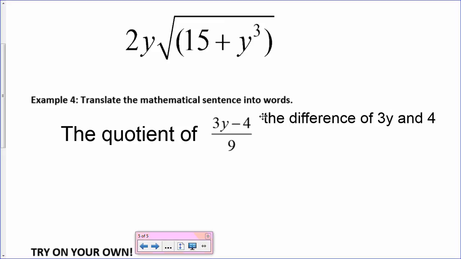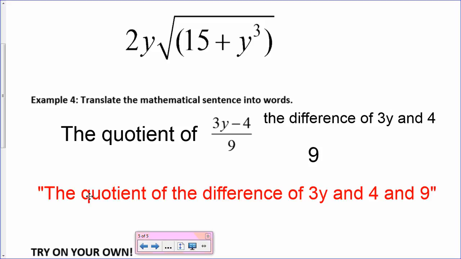You can say it multiple different ways. You can say 3y minus 4. You can say the difference of 3y and 4. Writing it in your own words, there's so many different answers, okay? So, we're not going to be able to check, like, this is not going to be perfect, but here's an example of what you could have said. The difference of 3y and 4, and on the bottom I just have 9. I have another 9 popping around, okay? So I just go ahead and put it in one sentence. So, the quotient of the difference of 3y and 4 and 9.